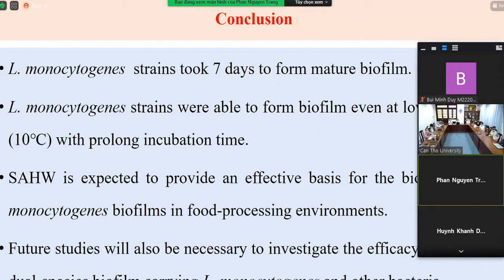Future study will also be necessary to investigate the efficiency of SASW on dual species biofilm carrying Listeria and other bacteria, because in real practice and in nature, a biofilm is not only formed by a single species, but also by mixed species.